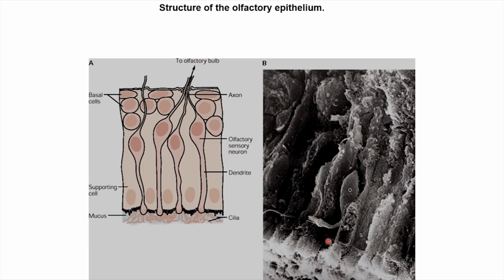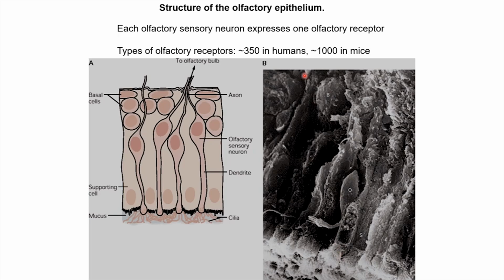Here is an actual image of the olfactory epithelium, and again the cells are very densely packed. Here is an olfactory sensory neuron. There are some basal cells and some supporting cells interspersed. And here we can see very fine hair-like structures, the cilia, that help in increasing the surface area for expressing the odorant receptors. Now humans have about 350 types of odorant receptors, and mice may have almost 1,000 types of receptors.